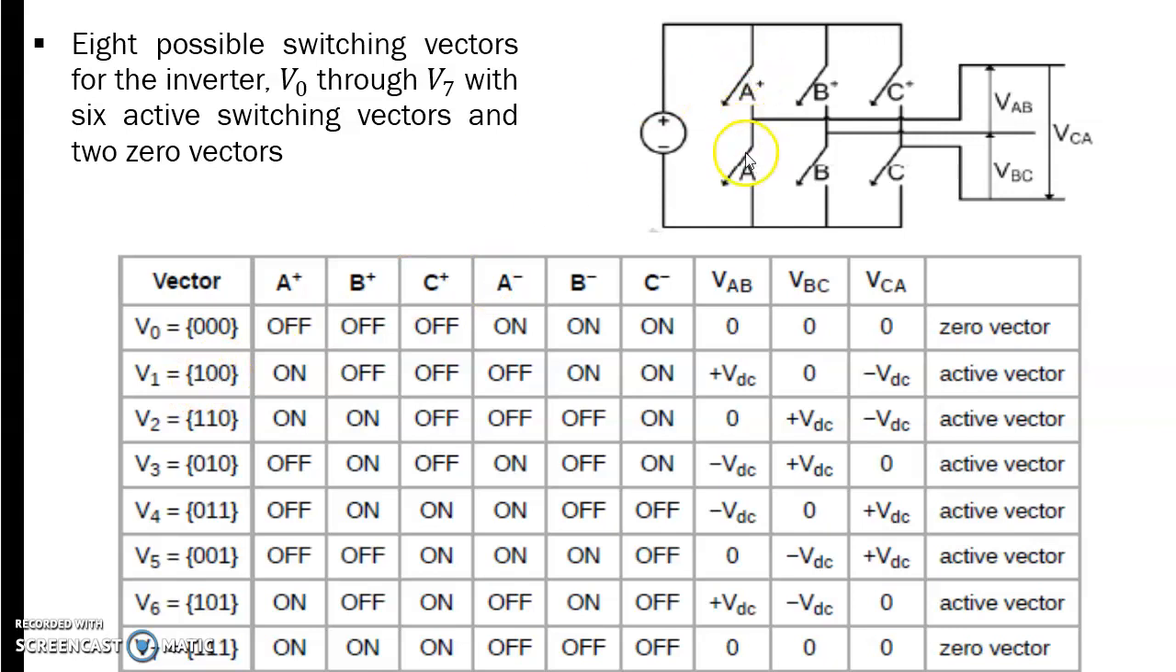But in all other cases, 1 0 0 means, in this upper portion, one switch is on, all other switches are off. That is, A plus switch is on and B minus switch is on. That is 1 0 0. In a similar way, you can have 6 possible states: 0 1 0, 0 0 1, 0 1 1, 1 0 1, 1 1 0. But in the first case and last case, there will not be any output voltage. But in these 6 cases, there will be output. This is known as active vector.